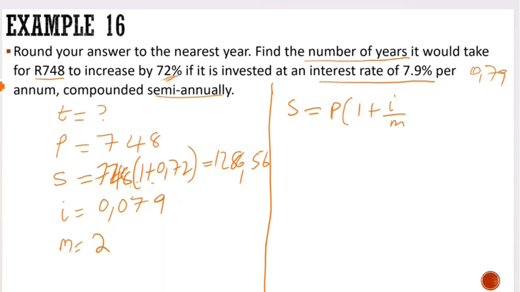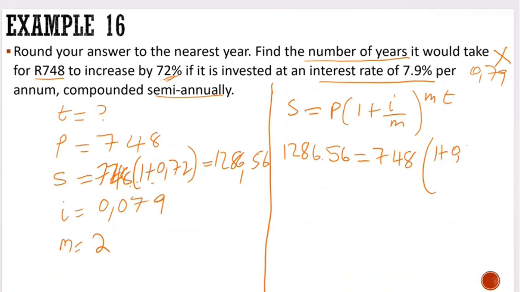What is your S? 1286,56 is equal to, your P here is 748 into 1 plus, what is your interest rate? It is 0. This is incorrect, guys. I just wanted to highlight the common error. 0,079 divided by, what is our m? Your m is 2, to the power. You don't know your t, so you're going to have 2t.